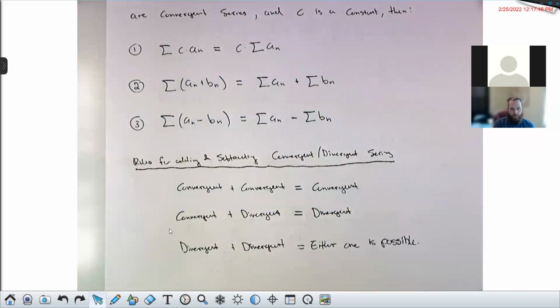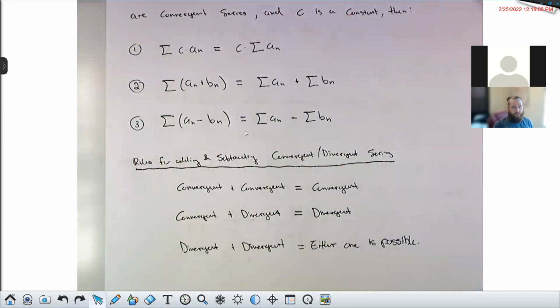But if the two series on the right-hand side are divergent, like here, if sigma a_n and sigma b_n are both divergent, it's possible that this guy is convergent. So you can get into some trouble if you're not careful. You don't always want to split up series. It's not always a great idea.